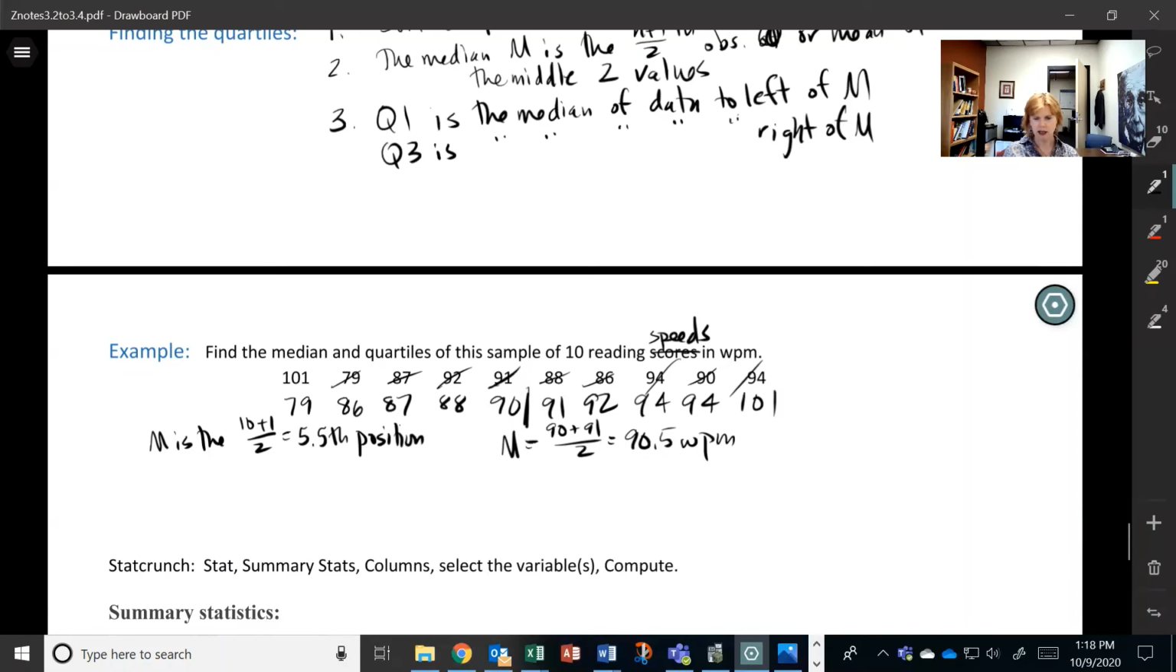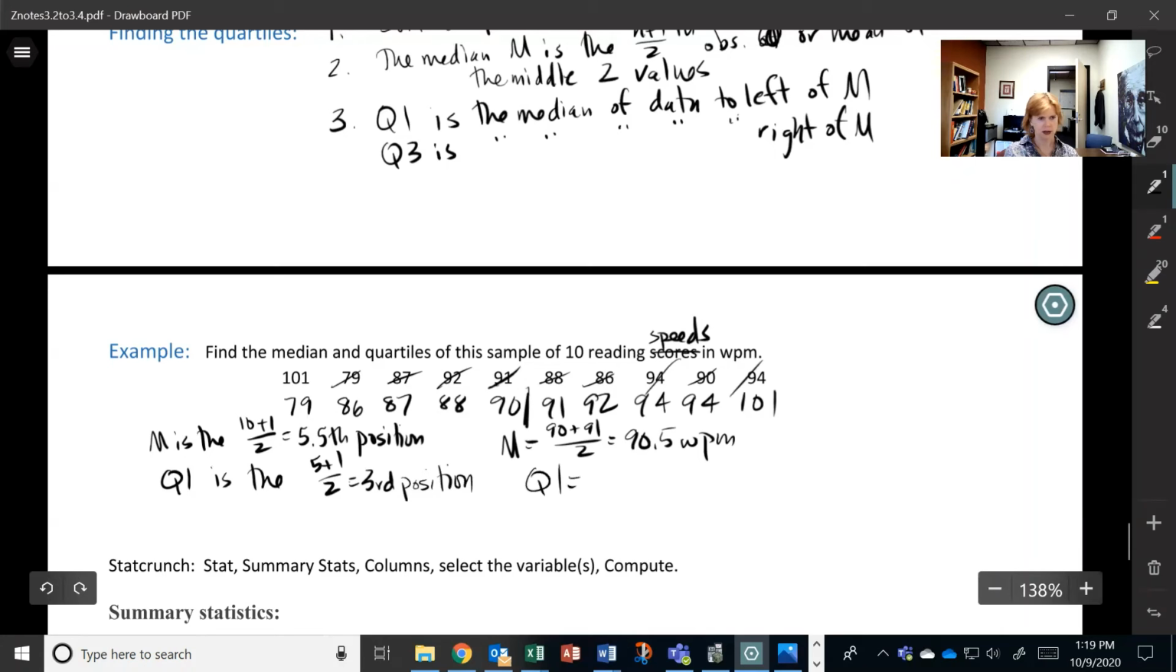Now for the first quartile, remember the median breaks the data up in half, and I want the data in fourths. So if I split my left half in half, I get a fourth. So what I'm going to do is get the median of these 1, 2, 3, 4, 5 data points. So the first quartile is going to be (5 plus 1)/2, 6 over 2 is 3, the third position of the data to the left. So 1, 2, 3, that's 87 words per minute.